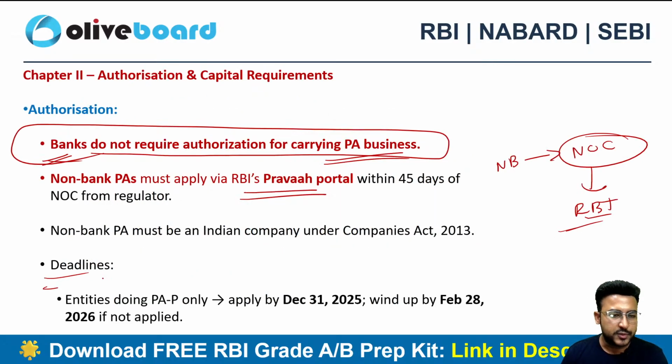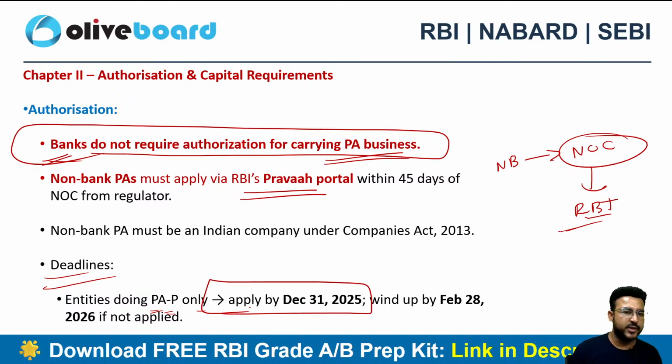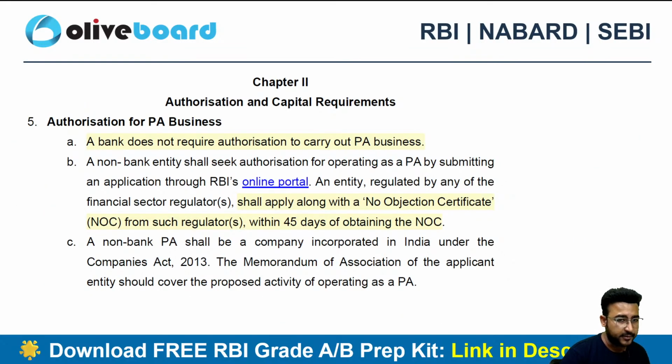Okay. So what are the timelines basically? Entities doing the payment aggregator physical only need to apply by 31st December 2025, right? If you are an entity who is a payment aggregator physical, then you need to apply by 31st December 2025 and you need to wind up by 28th February 2026 if not applied. So that's a compulsion. If you are a non-bank payment aggregator, you need to take that registration. There is no if and but here, right? You need to compulsorily take that.